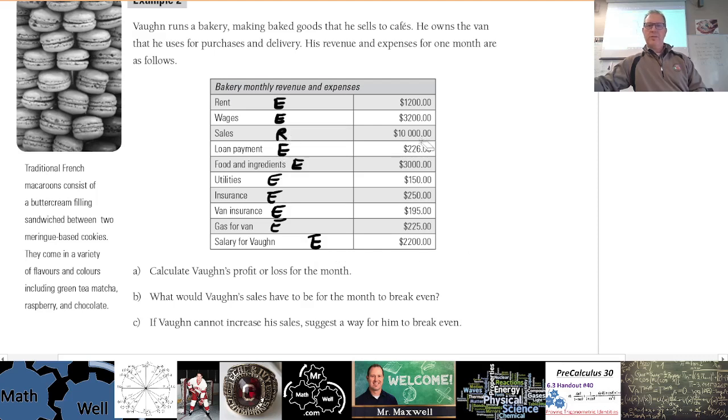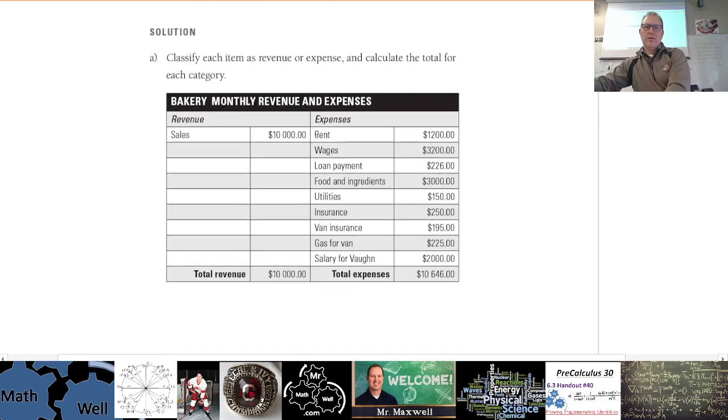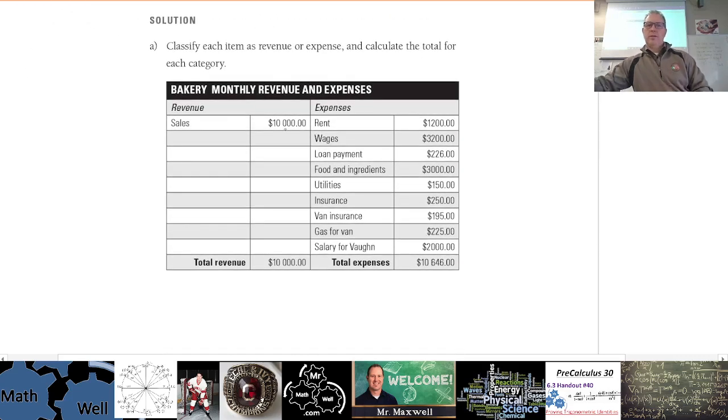Yeah, so the only revenue is the sales. So you add up all the expenses and take note of the revenue and find out what the difference is. So for A, here's the breakdown. The sales are the revenue and the expenses. Now I see there's a typo here, so that should be 2,200. Did anybody get 10,646 or did you get 846? No, I got 646. Okay, so those of you that did this one, that's the answer you got? Okay, so there's a bit of a typo on this page.